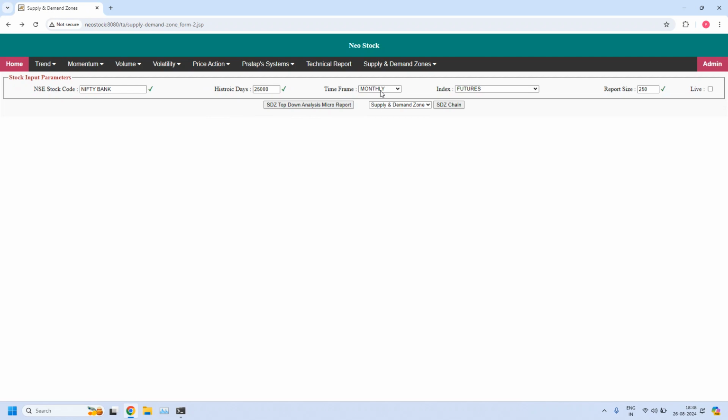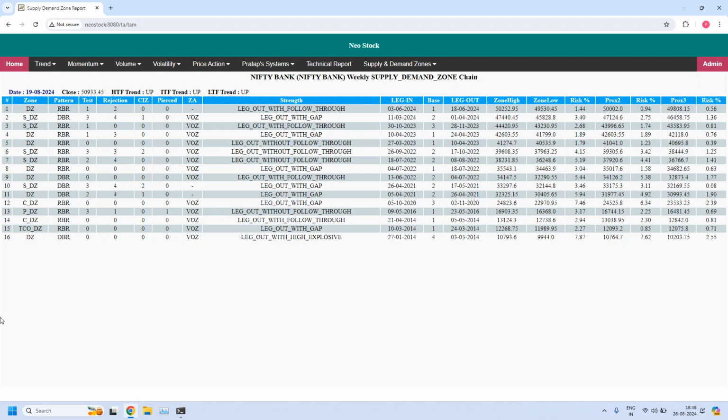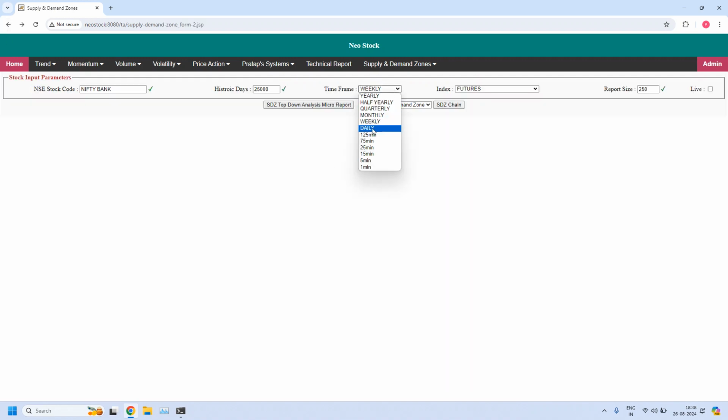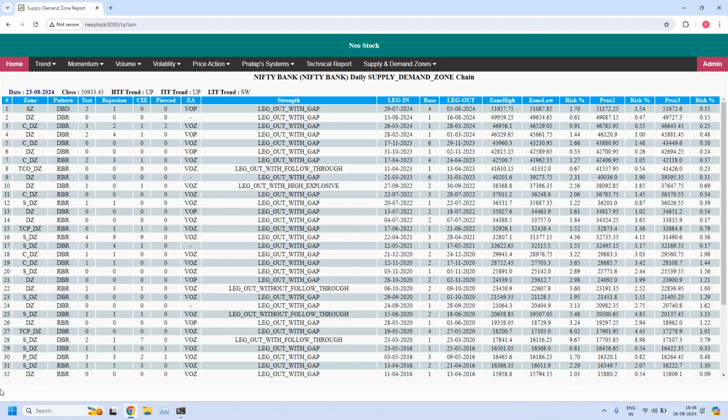The next time frame is weekly. I am generating weekly supply demand zone chain for Bank Nifty. Next time frame is daily. I am generating a daily supply demand zone chain for Bank Nifty.